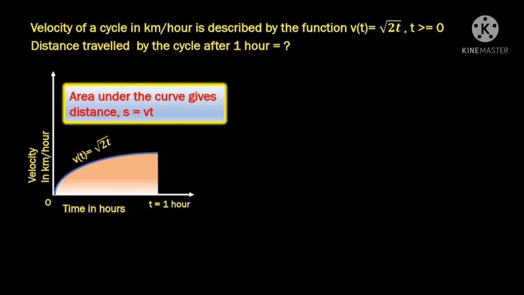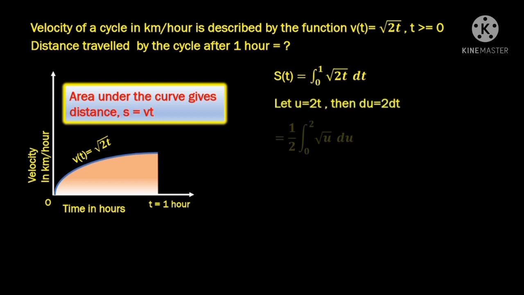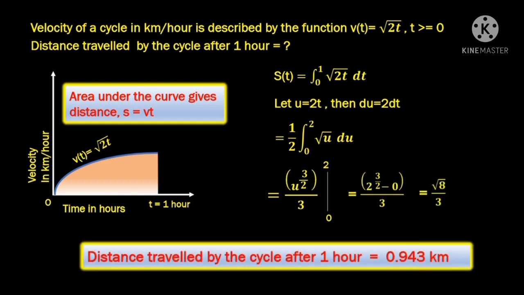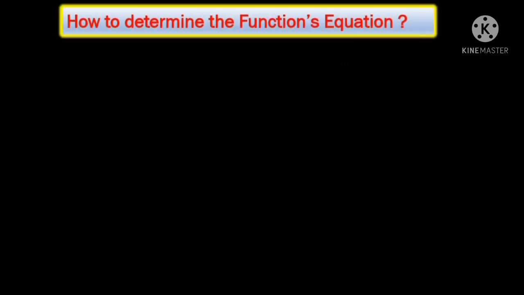Now, this very area can be easily found by integrating the velocity function from 0 to 1 hour. So, by doing these calculations, friends, we can easily find out that the distance travelled by the cycle after 1 hour is 0.943 kilometers.